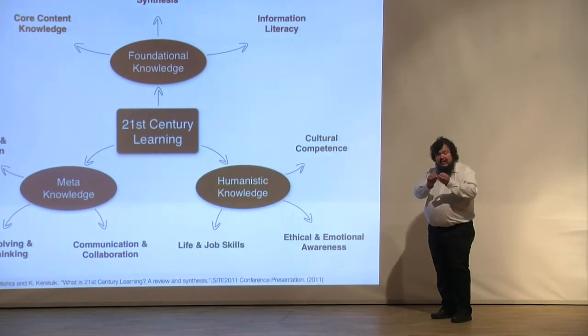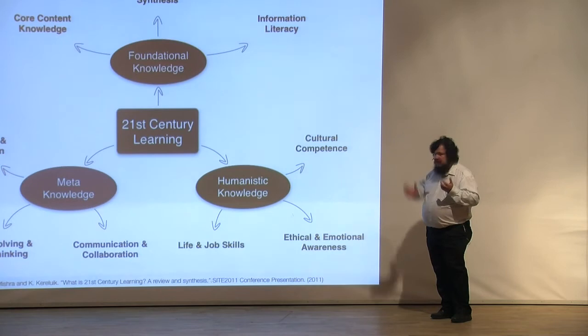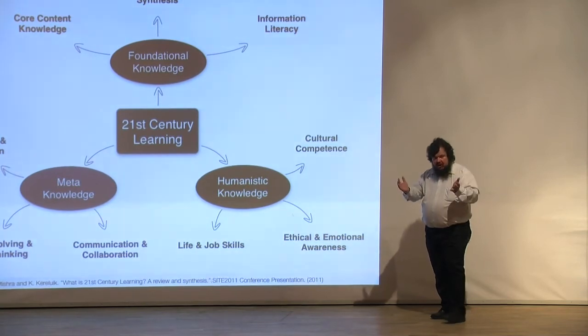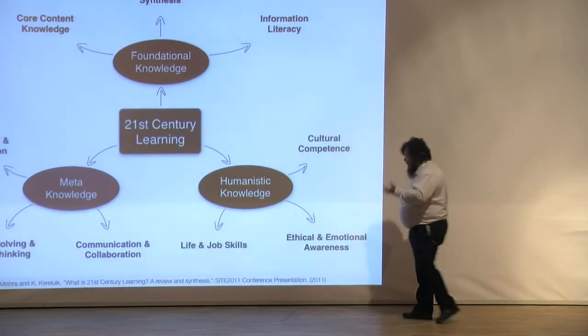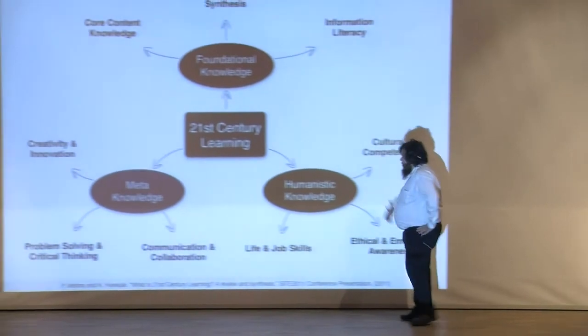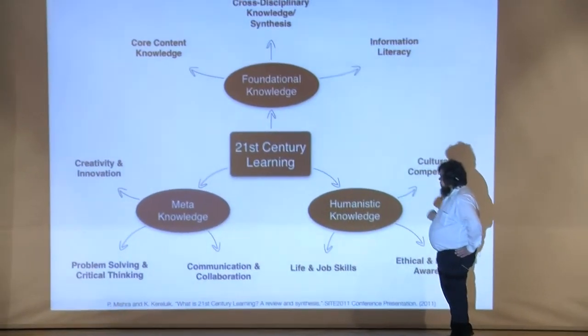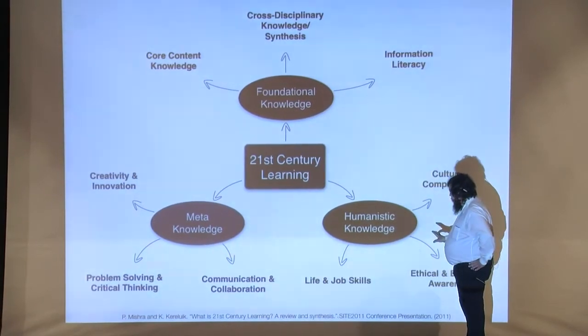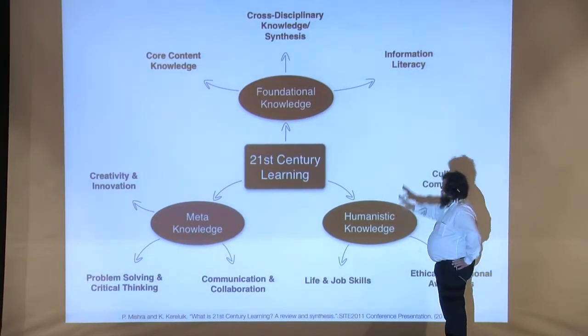Sometimes when you look at the standards, or at something like 21st century learning, with all the fine details in place, it's easy to lose sight of the bigger picture. This helps you sidestep that problem. And there are 3 major categories: foundational knowledge, meta-knowledge, and humanistic knowledge, that Mishra and Koehler identified, and then 3 subcategories within each of them.